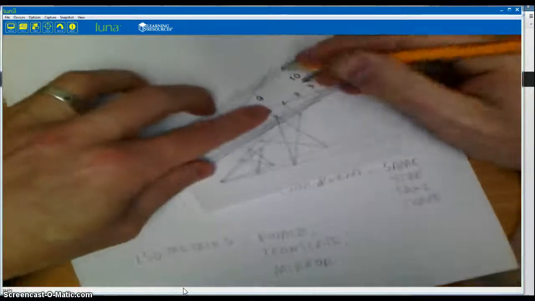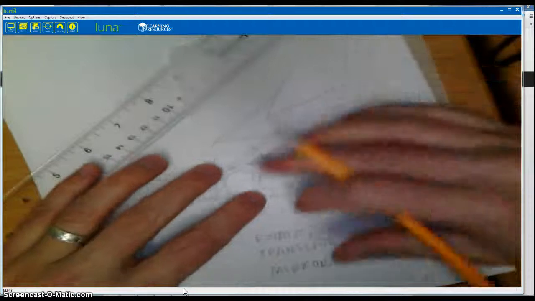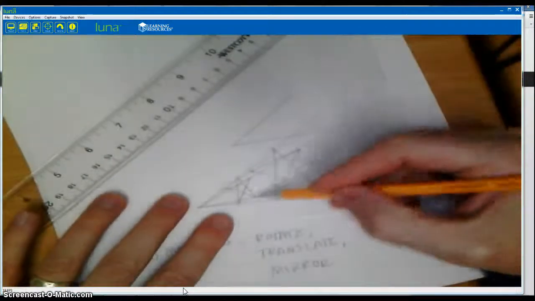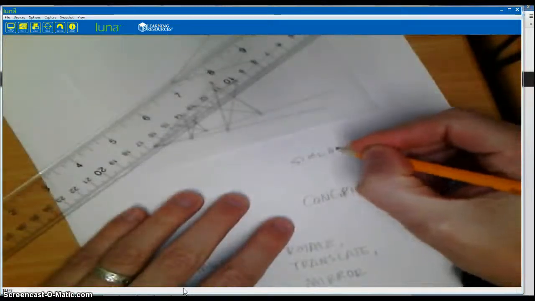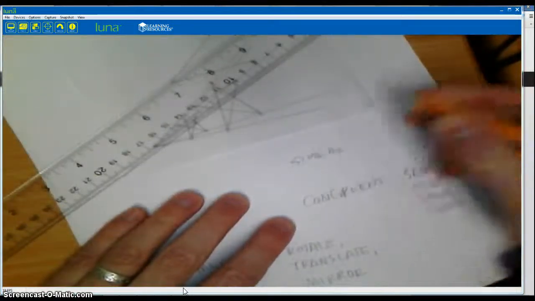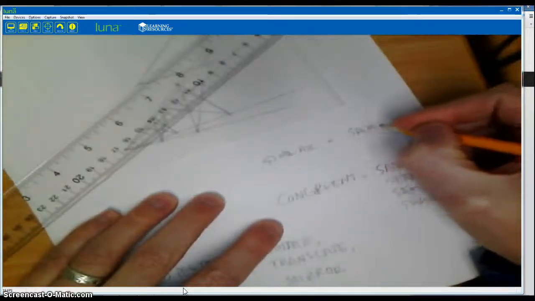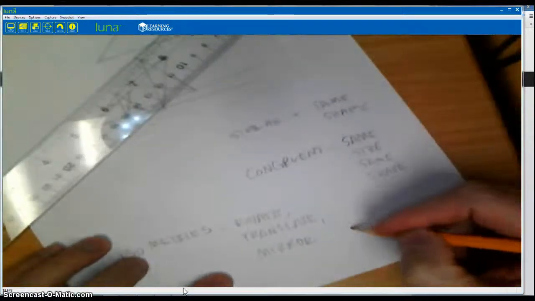And this star is not congruent to the other star, so I cannot map, no matter what I do, this star onto that star. But what I would say is these two stars have a similar shape. So similarity is defined as same shape, but not the same size. Okay, and that isometry we call scaling.